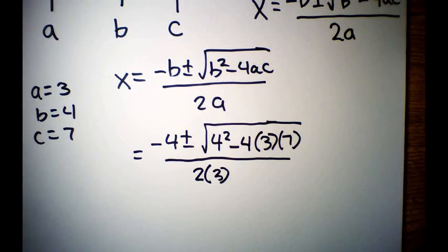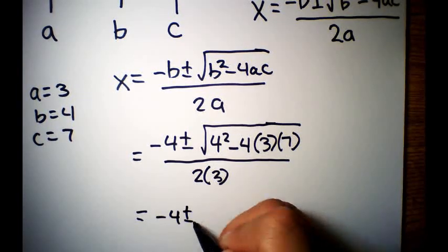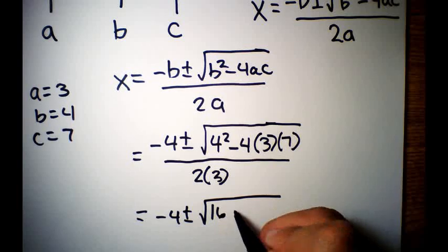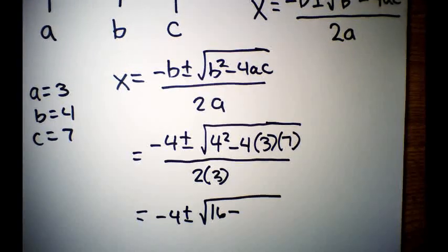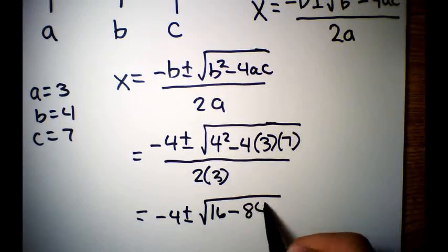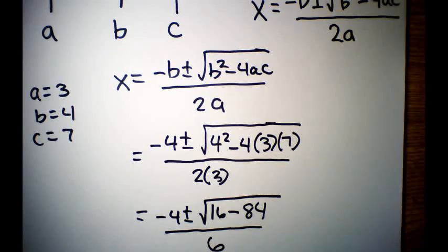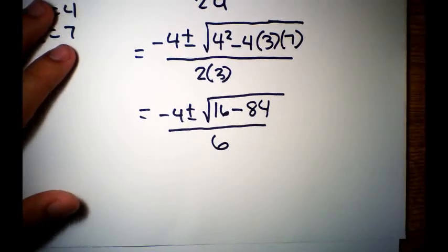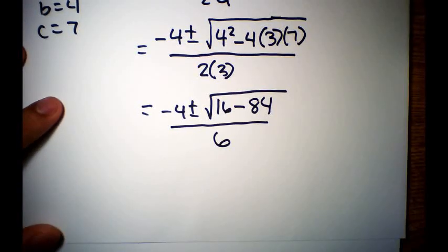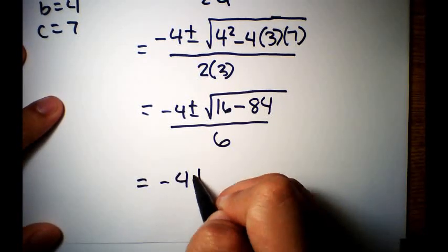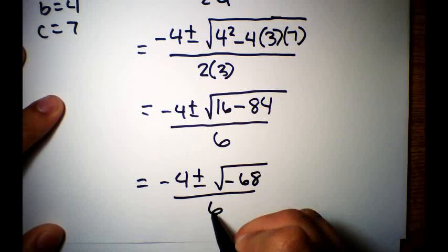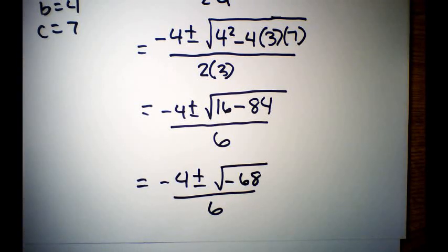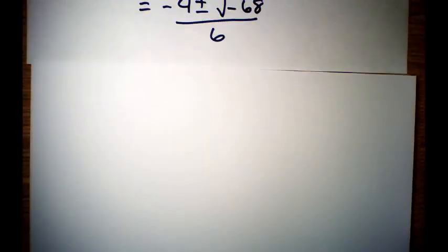From here, you just need to simplify. Negative 4 plus or minus 4 squared, that's going to be 16, minus 4 times 3 times 7. You can use your calculator. This is going to be 84, all over 6. Okay, from here we just have to keep going and simplifying this. This is going to be negative 4 plus or minus 16 minus 84, which is negative 68, all over 6. Aha, we have a negative again under the radical. So let's simplify that on the side over here.